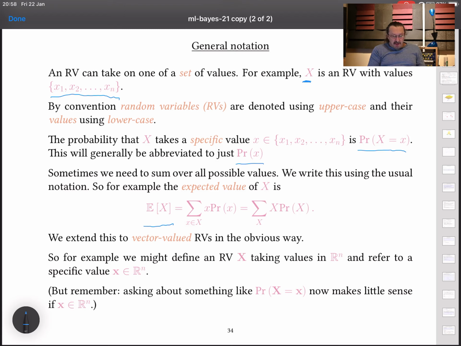The expected value is taken by summing over all the possible values of the random variable and taking the value multiplied by its probability. And I may also write that in this slightly different notation here, which hopefully makes sense.